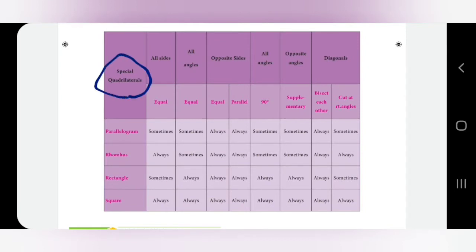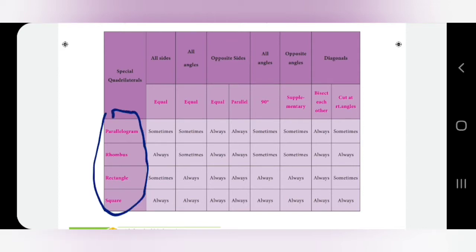What are the special quadrilaterals? Parallelogram, rhombus, rectangle, square. These are the basic shapes you have learned in the earlier classes. The properties are: all sides, all angles, opposite sides, opposite angles, diagonals. These shapes should satisfy these properties.